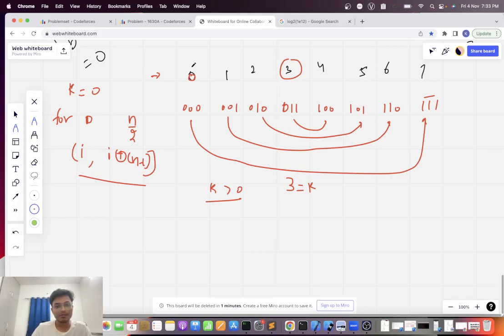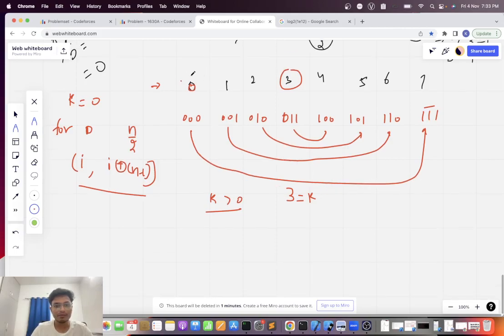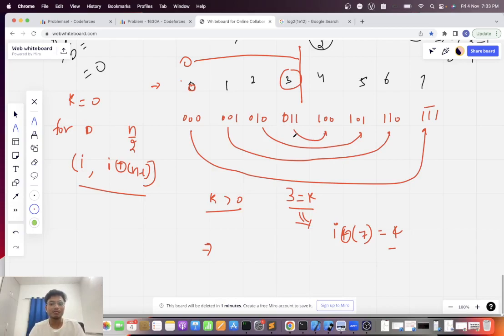So when the value is not 3, I'm running my for loop from 0 to n by 2. n by 2, 8 by 2 is 4, less than 4. So these four values. So 3 and its opposite value, that is n minus 1, that is 7, and that is 4 value. Its opposite value is, so its AND will be 0. So we have the pair now. So these four, both of them having no common bit.